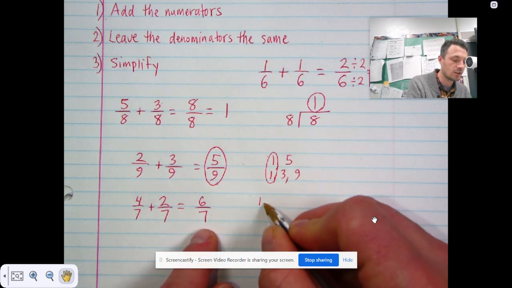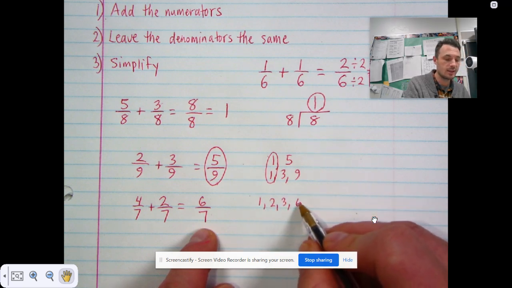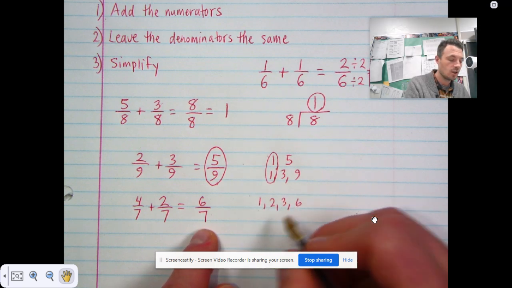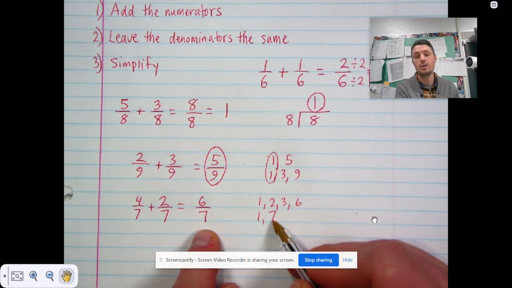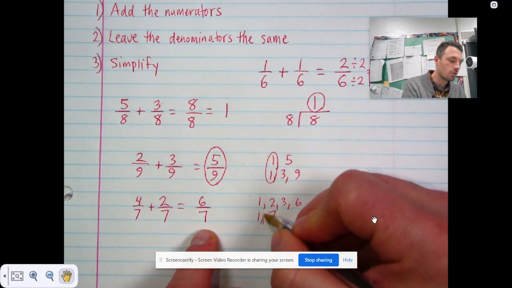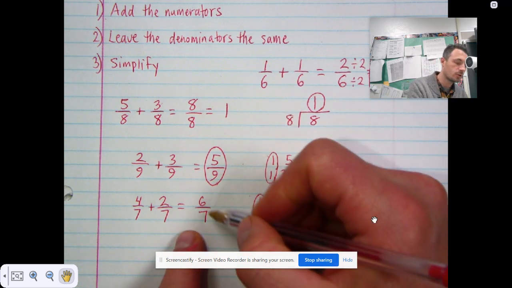We list the factors of 6, which are 1, 2, 3, and 6, because 1 times 6 is 6, and 2 times 3 is 6. Then we list the factors of 7, which are 1 and 7, because only 1 times 7 equals 7. And the greatest common factor is 1. Anytime the greatest common factor between the numerator and the denominator is 1, it's already in simplest form.